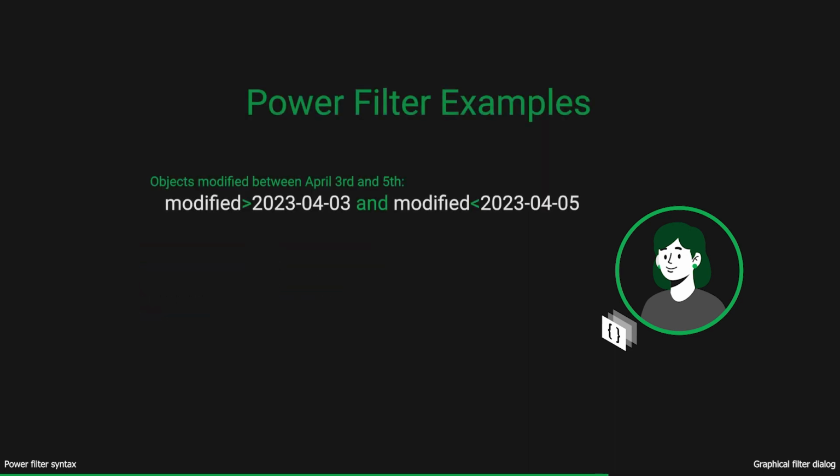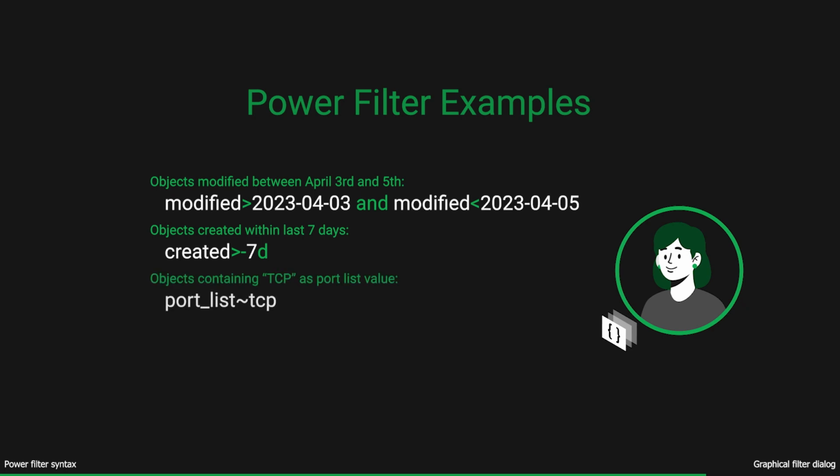Here are some power filter examples. This filter will show any objects that were modified between April 3rd, 2023 and April 5th, 2023. This filter will show any object that was created within the past 7 days. This filter will show any objects that have TCP as a port list value. There are also display formatting keywords such as number of rows and sort by columns. This filter will show the first 20 objects sorted by the column named status.